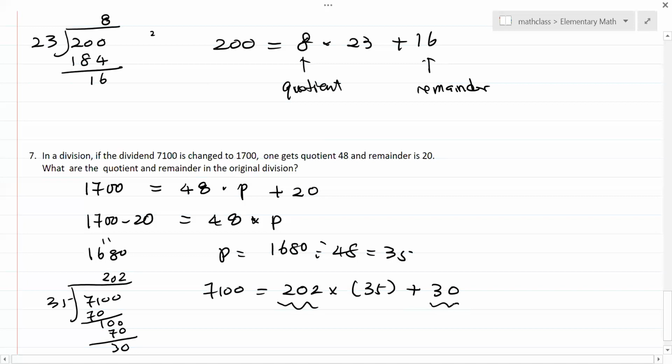So it's the same idea. We repeat ideas. It's a two-step problem. You have to figure out the divisor first before you solve the problem, before you answer the question.